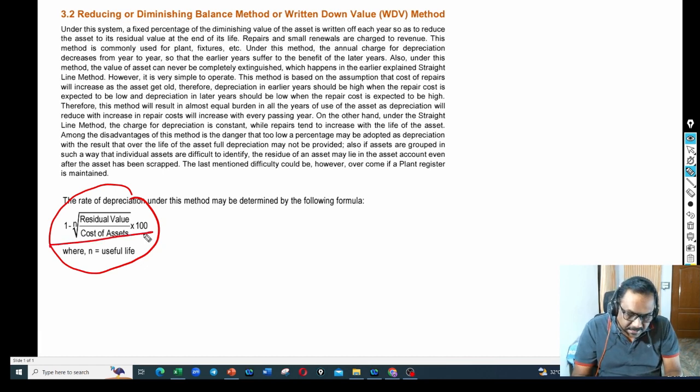How do I calculate my depreciation? This is very important. I will explain. I prepared one Excel sheet for easy understanding. I will show you how to arrive at the rate of depreciation by using this formula. So just give me a minute, I will go to the Excel sheet and show you that.